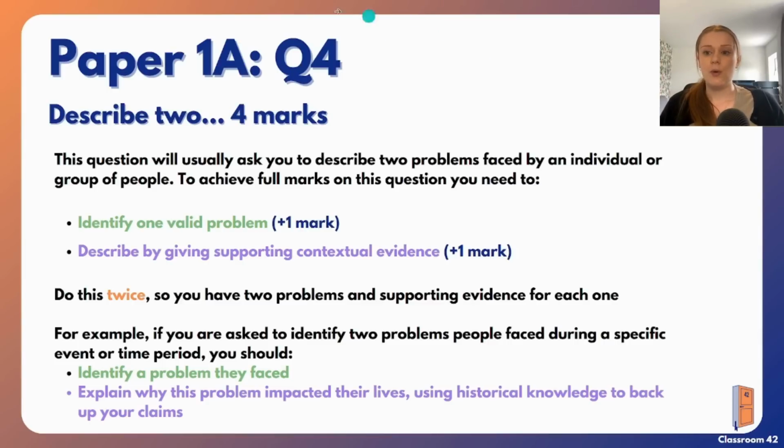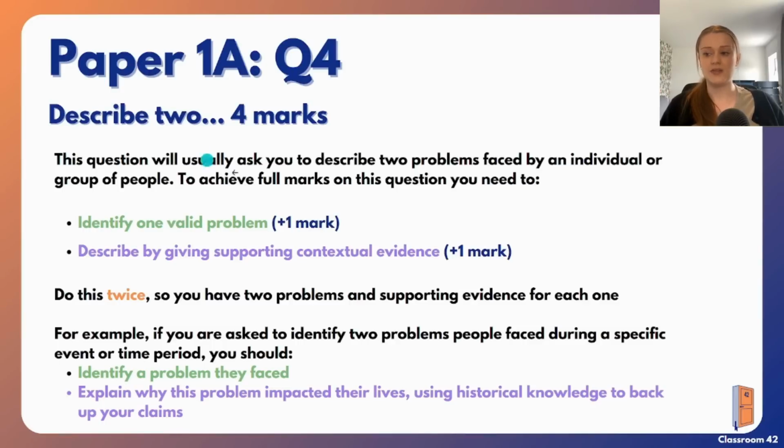So question 4 is a describe two question, and it is worth 4 marks. So this question will normally ask you to describe 2 problems, usually faced by an individual or a group of people. So for example, it might be women, it could be Black Americans, or it could be a bit more broad and just say, people living in the USSR or Americans in general. But yeah, it will ask you to describe usually 2 problems faced by those people in a particular time period or particular theme within your topic.